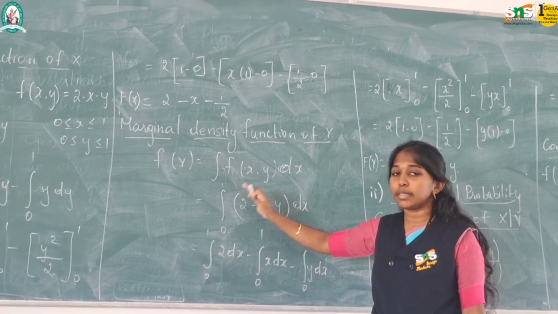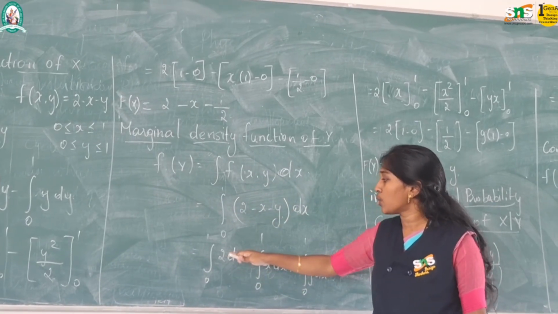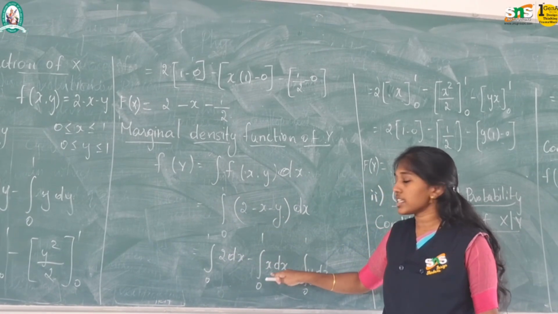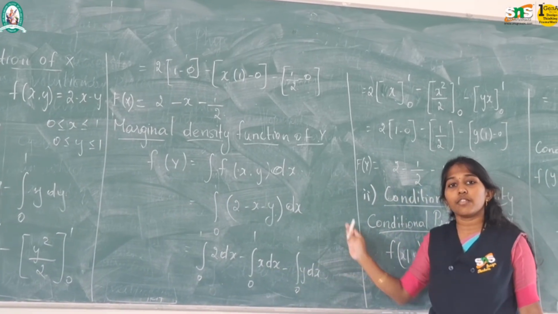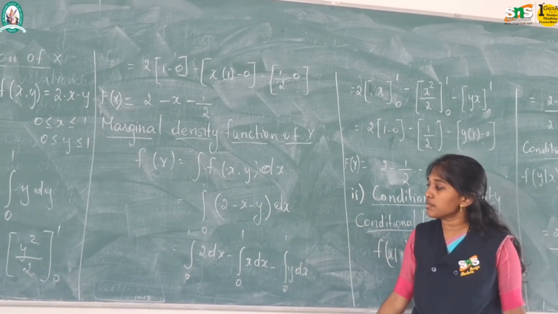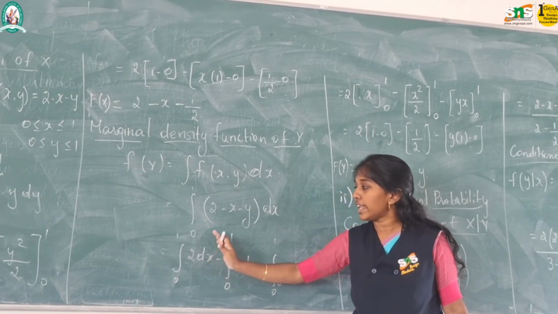Next we are going to multiply out these three terms. Then the term becomes integral 0 to 1 of 2 dx minus integral 0 to 1 of x dx minus integral 0 to 1 of y dx. Now we are going to integrate all these terms. In the next step I write 2 as it is. We are going to integrate dx alone.